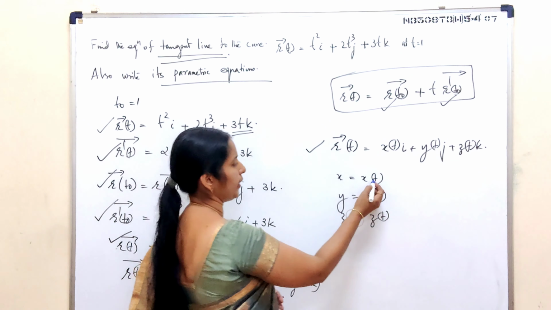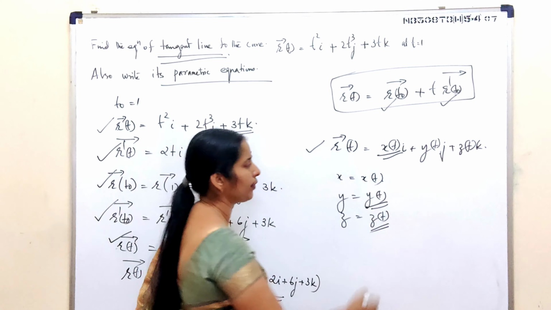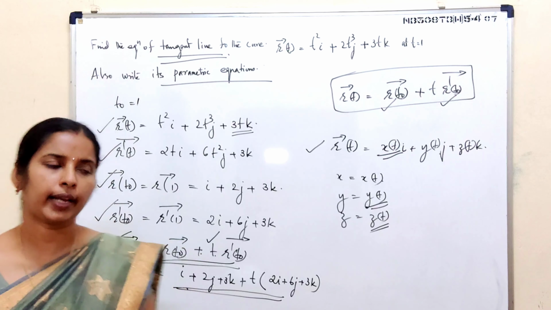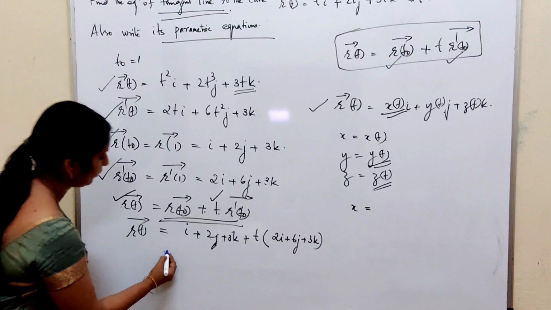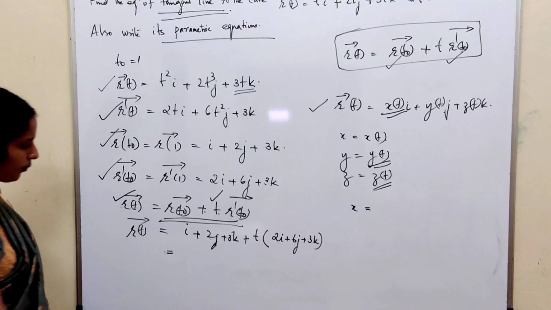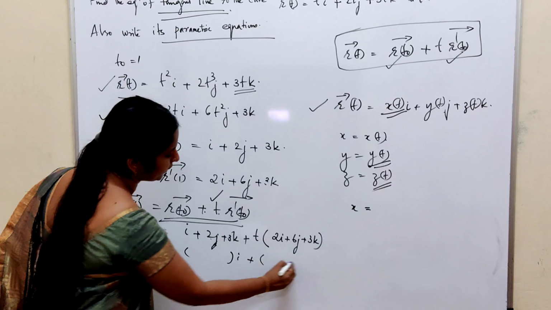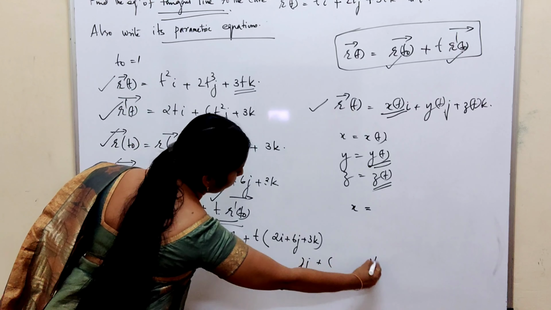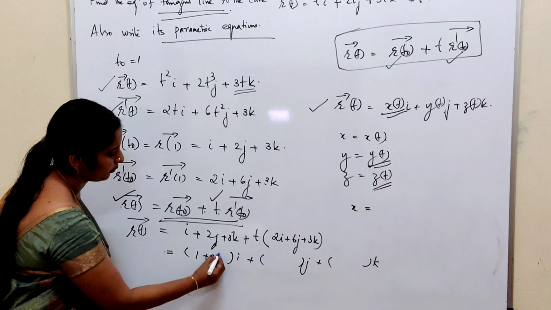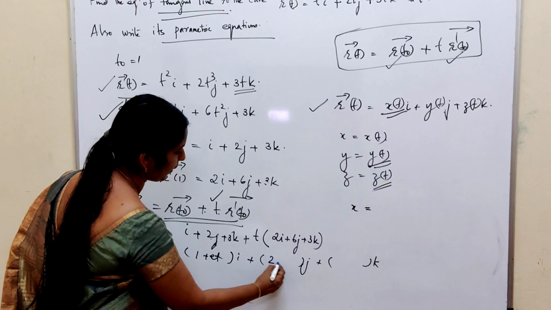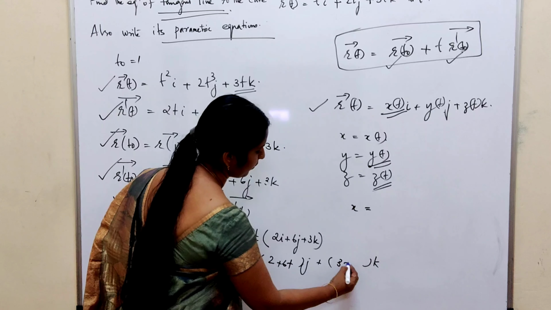Here, x equal to x(t); x(t) means the coefficient of i. y(t) is the coefficient of j. z(t) is the coefficient of k. So, how can you write the parametric representation of our tangent line? Write the equation of the tangent line component-wise, that is, coefficient of i plus coefficient of j plus coefficient of k. The coefficient of i is 1 plus 2t. Coefficient of j, 2 plus 6t. Coefficient of k, 3 plus 3t.